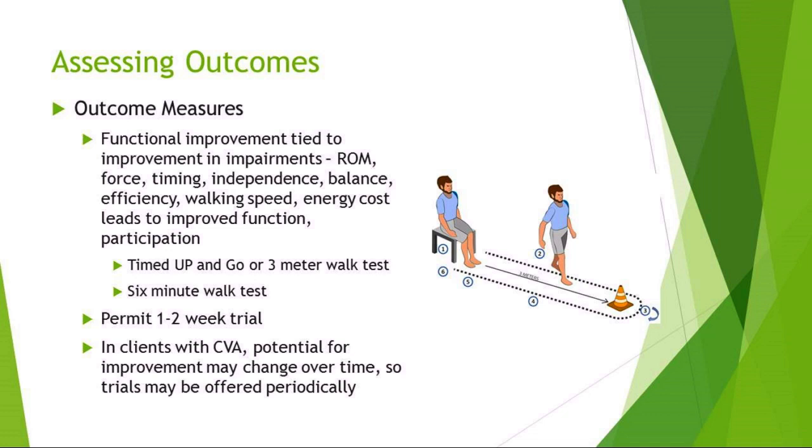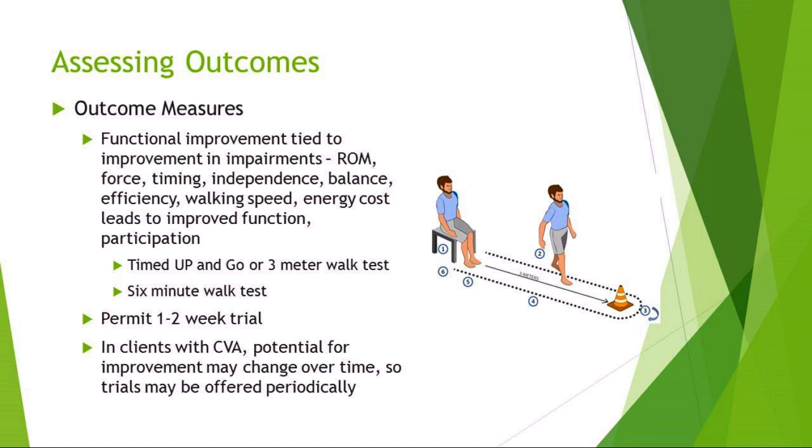When we're assessing outcomes, we want outcome measures that show functional improvement tied to improvement in impairments. The impairments can be in range of motion, force, timing, independence, balance, efficiency, walking speed, energy cost, leading to improved function and participation. Two of the standard outcome measures that can be used are the timed up and go test, which is pictured here.